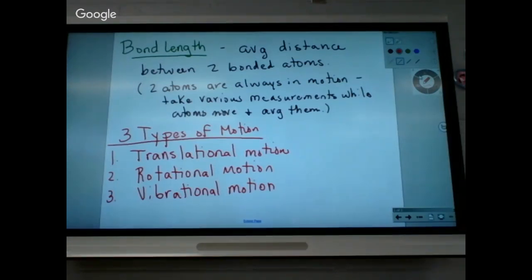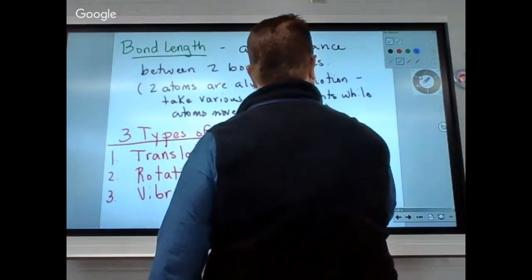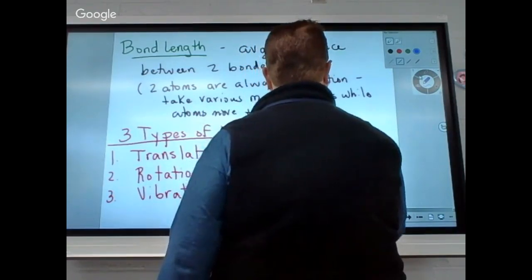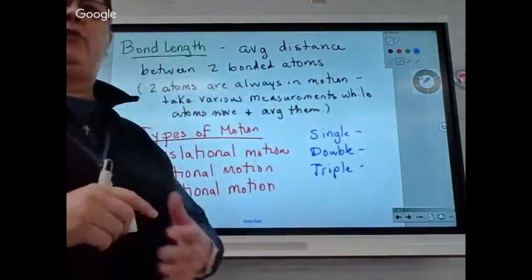Now, questions about the types of motion. Because molecules are always moving, if you have two atoms that are vibrating constantly, can we measure the distance between them definitively? No, you would have to measure them at various points and then take the measurements and average them. Now, which of them have the greatest length? If we're talking about a single bond, a double bond, and a triple bond, which would be the longest of the three bonds?